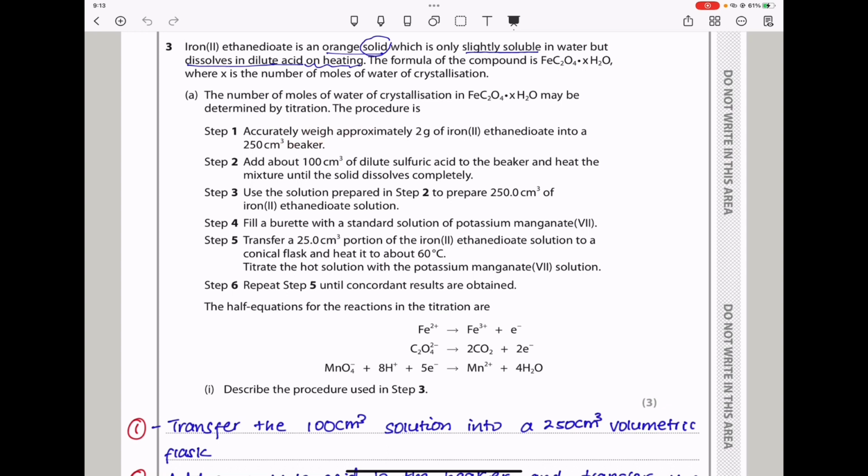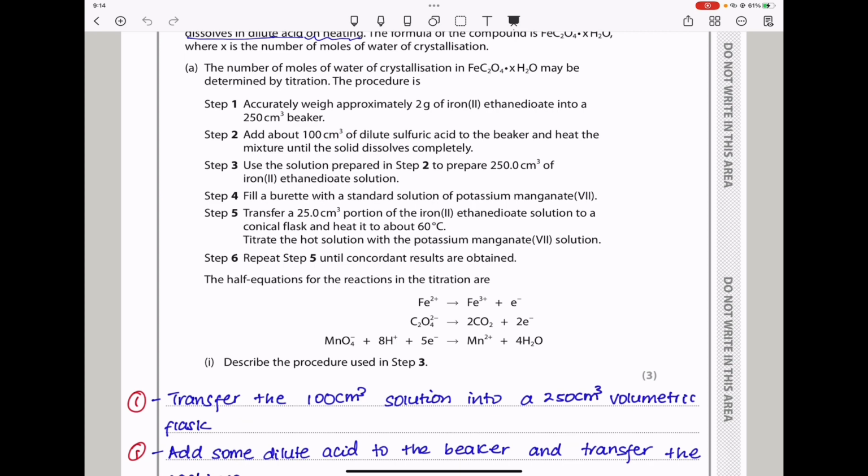So accurately weigh approximately 2 grams of iron 2 ethandioate into a 250 centimeters cubed beaker, and then add about 100 centimeters cubed of dilute sulfuric acid to the beaker and heat the mixture until the solid dissolves completely. Then use the solution prepared in step 2 to prepare 250 centimeters cubed of iron 2 ethandioate solution.